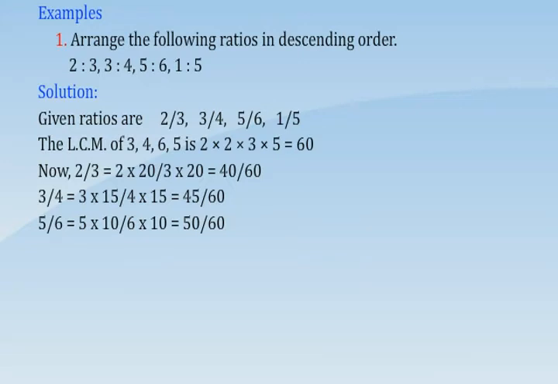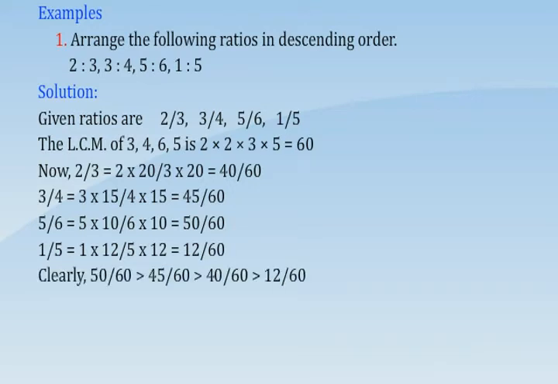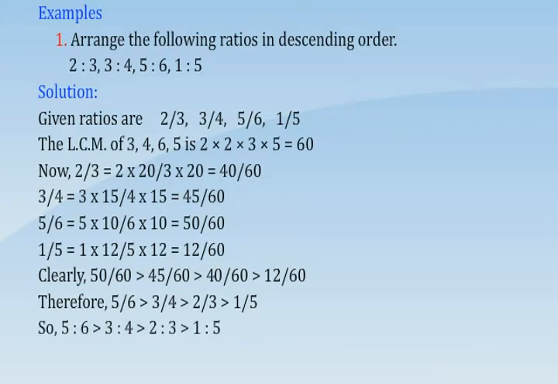5/6 is equal to 5 times 10 by 6 times 10, which is equal to 50/60. 1/5 is equal to 1 times 12 by 5 times 12, which is equal to 12/60. Clearly, 50/60 is greater than 45/60, which is greater than 40/60, which is greater than 12/60. Therefore, 5/6 is greater than 3/4, which is greater than 2/3, which is greater than 1/5. So, 5:6 is greater than 3:4, which is greater than 2:3, which is greater than 1:5.